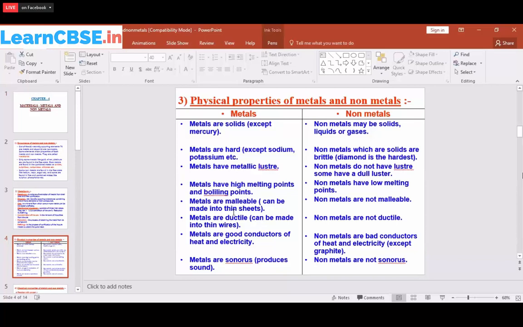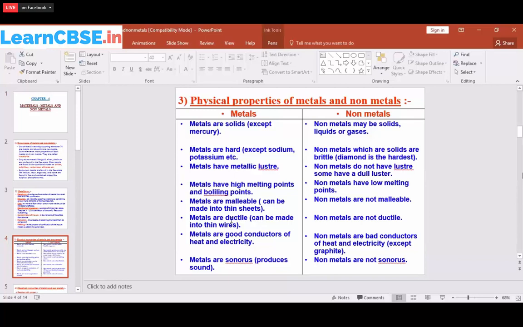Metals are malleable. Malleable means we can convert them into sheets, like copper sheets and aluminum sheets. We can convert them into thin sheets or thick sheets, whatever we want, because they are flexible. But non-metals are not malleable because most of them exist as gases. We cannot make them into sheets.